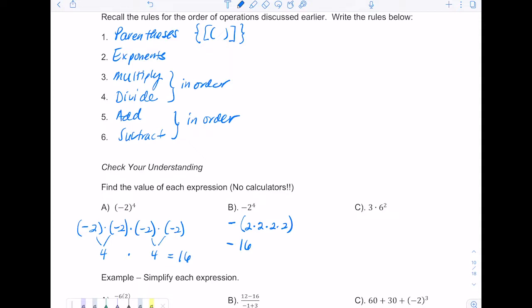And then in C, we've got 3 times 6 times 6. And 3 times 6 gives me 18. So now I need to do 18 times 6. And 8 times 6 gives me 48. So I'm going to put down the 8 and carry the 4. And I'm going to multiply 6 times 1, which is 6, plus the 4. 6 plus 4 is 10. So my final answer is 108.